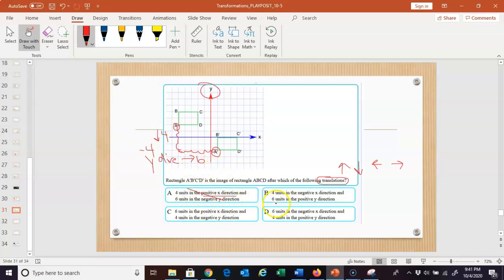It's not this. It's not this one. That's a positive y. Negative x. Ooh, here it is. A and C are the ones that say negative y direction, but we went 4 units in the negative y and 6 units in the positive x. Remember, going horizontally is the x direction. So sometimes part of this is also using process of elimination.